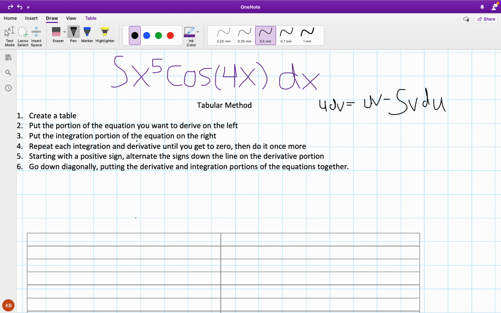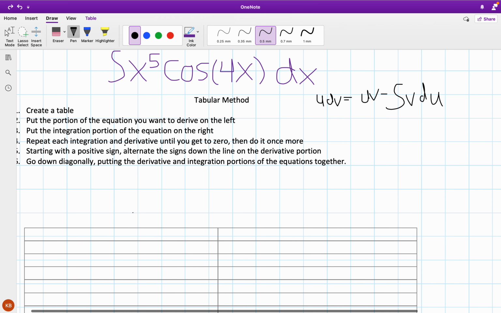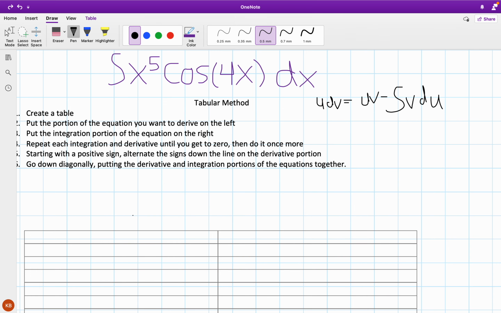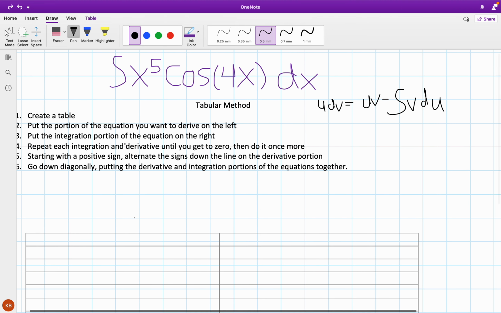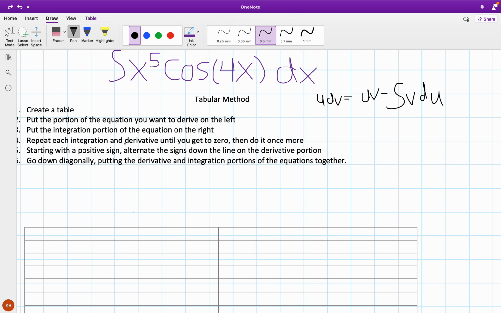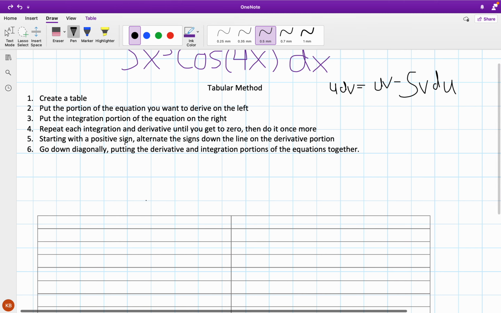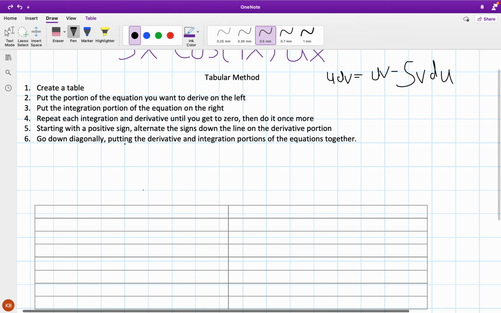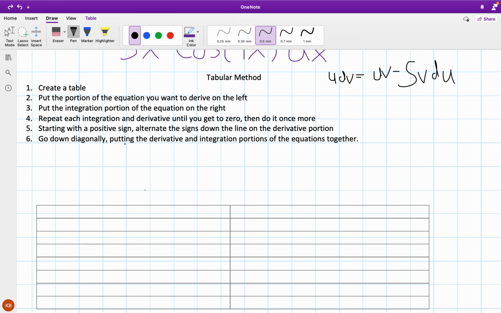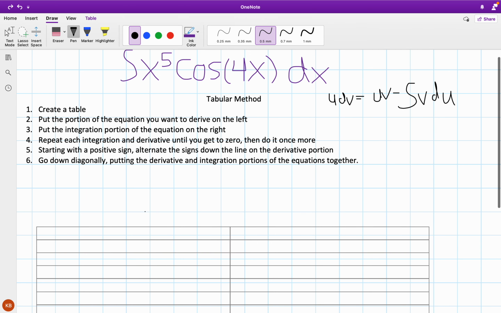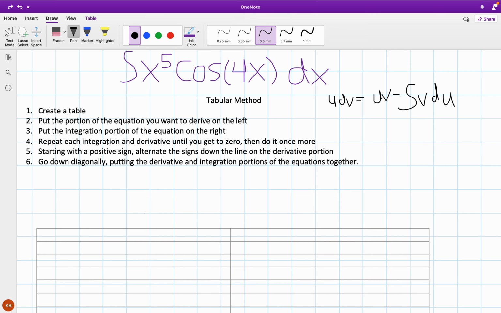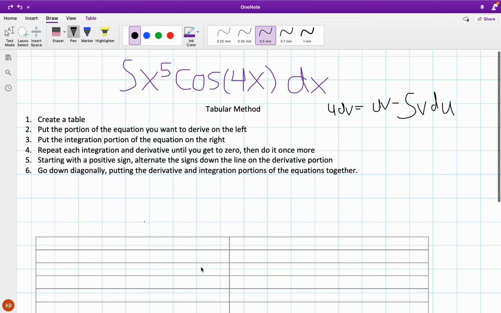And then we repeat the process of integrating and deriving each portion of the equation until we get to 0. And then we do it again, meaning that once x to the fifth derives to 0, we do it again even though the derivative will equal 0. And then the final step is to go down diagonally, putting the derivative and integration portions of the equations together. Sorry, I missed the fifth step. The fifth step is to start with the positive sign and alternate the signs down the line on the derivative portion. You will get a better understanding of the steps for this method once we start doing it.